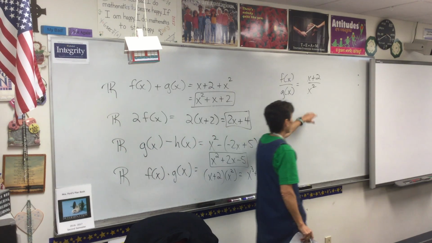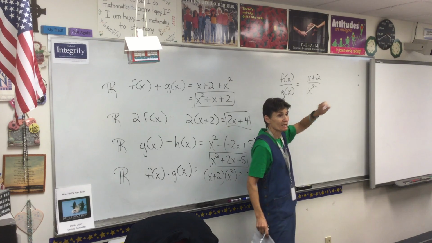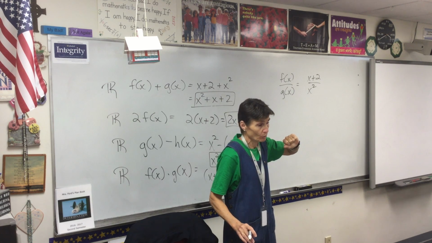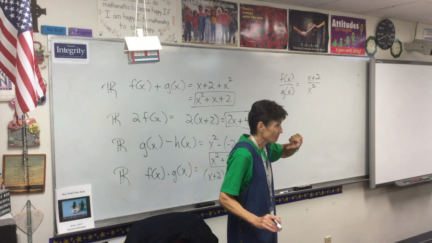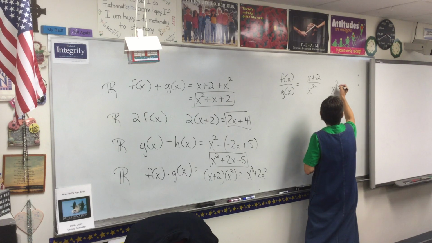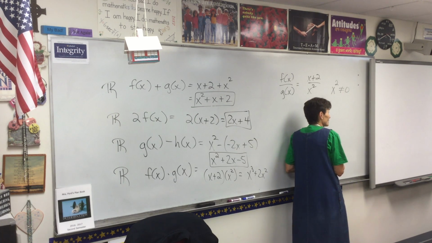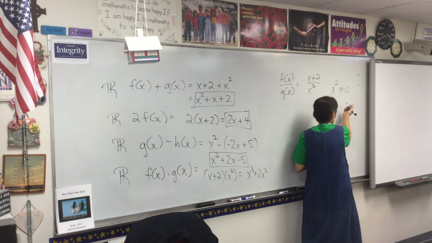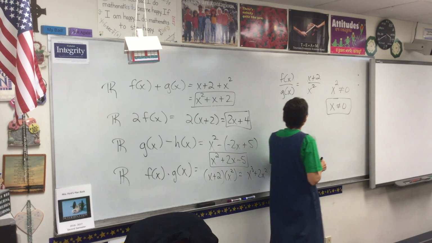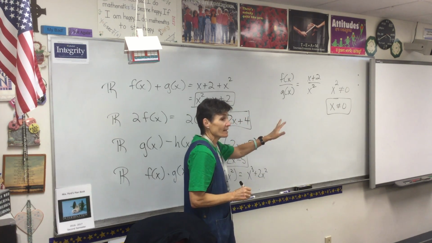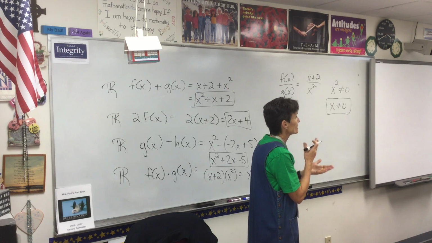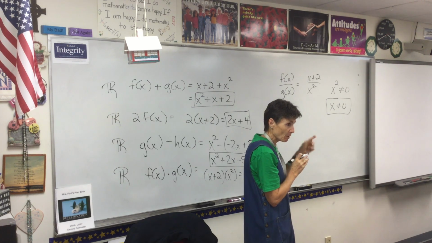Now wait, now we got a problem. This one is not all real numbers because why? It's a fraction. What is our domain rule for fractions? The denominator can't equal 0. So x squared cannot equal 0, which means what about x? X can't equal 0. That's your domain. So your domain for letter E is x can't equal 0, which means x can be anything except 0, because that problem had a fraction in it.